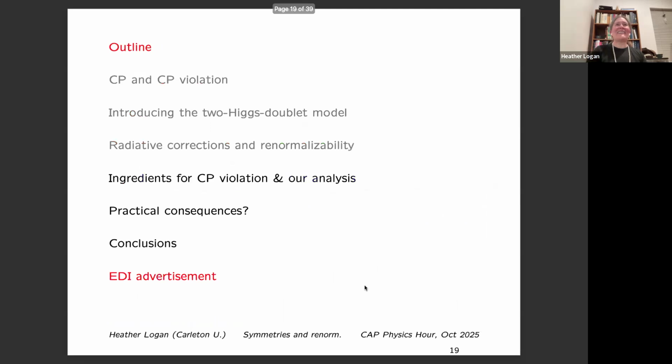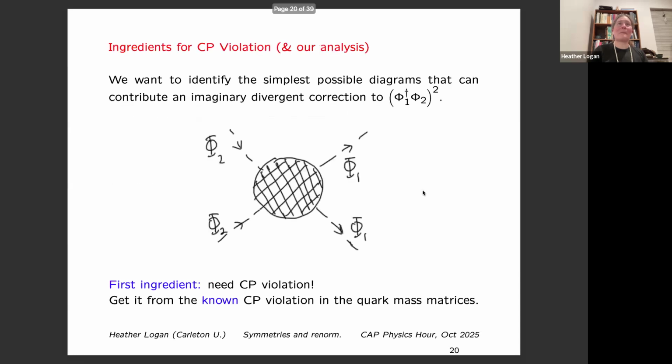And so I want to basically spend the next few minutes, it won't be too long, kind of briefly talking about what the ingredients were that go into this calculation of the CP violation, and a little bit about our analysis, okay? So we want to basically produce this process, right? This is the sort of physical picture of this operator. So 2 phi 2s coming in, and then 2 phi 1s, the dagger means they're coming out, okay?